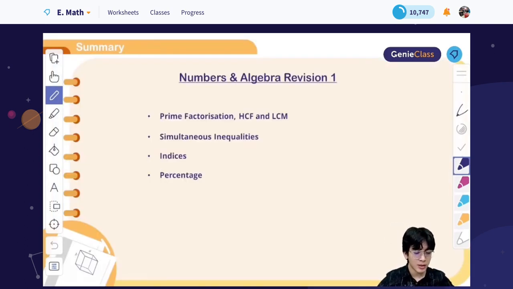We have covered prime factorization, simultaneous inequalities, indices, and percentage. You just need to remember the formula.